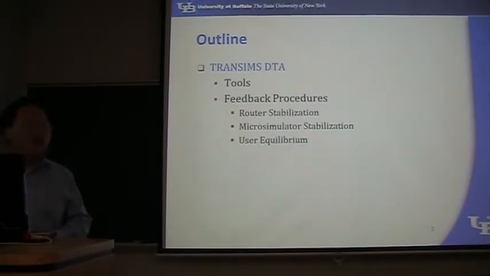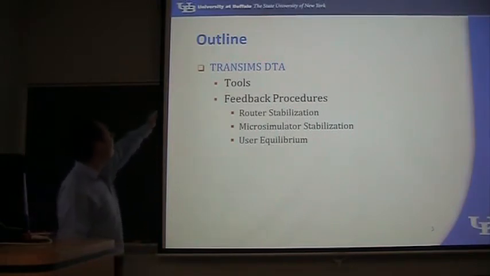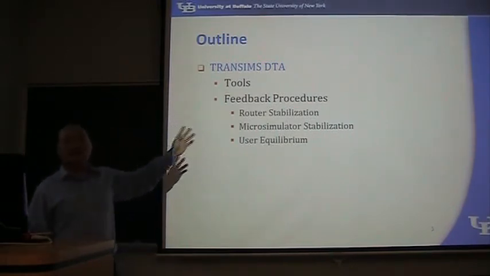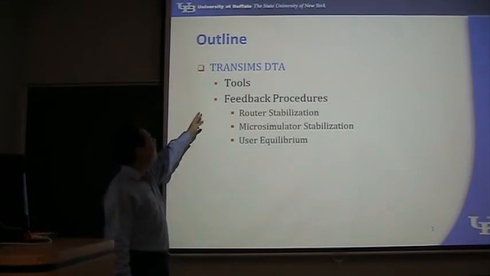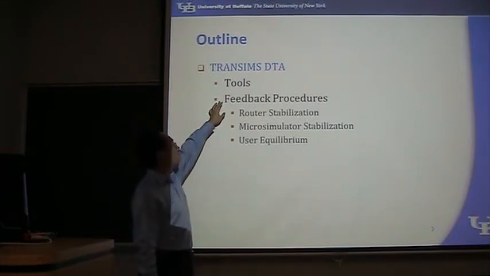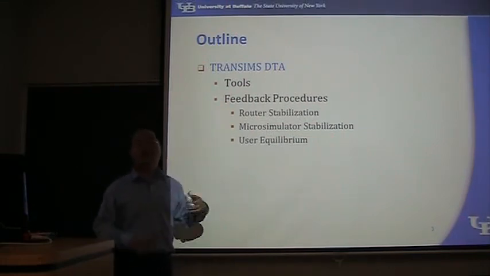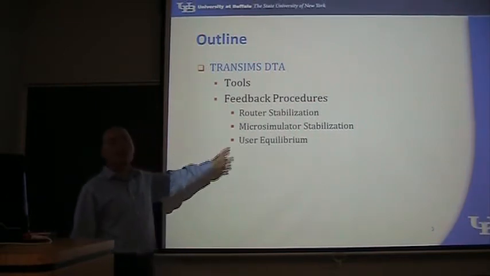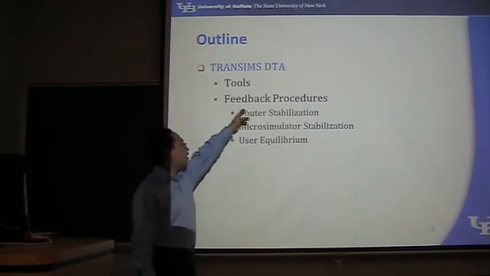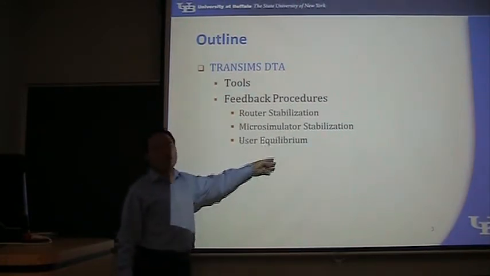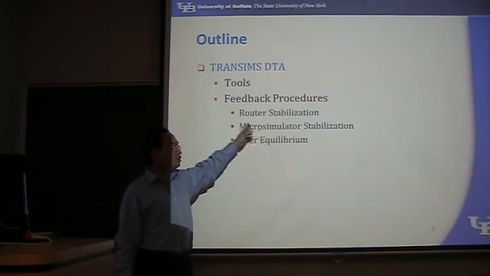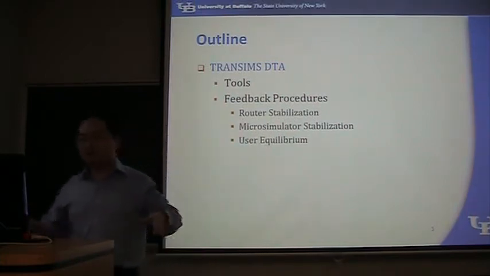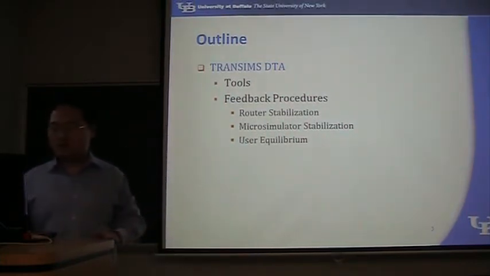Okay. Today's outline has only one thing: TRANSIMS DTA. To introduce TRANSIMS DTA, I have first to talk about the tools in TRANSIMS that we use for DTA. Then we are going to talk about the feedback procedures that are used in TRANSIMS. I think this part is the most important and most difficult part in the whole semester, so pay a lot of attention to it. If you don't understand any part, just let me know. Otherwise, you won't understand the rest.